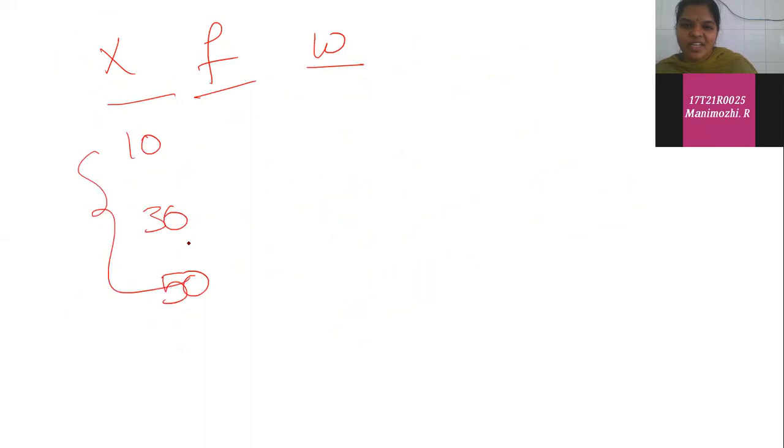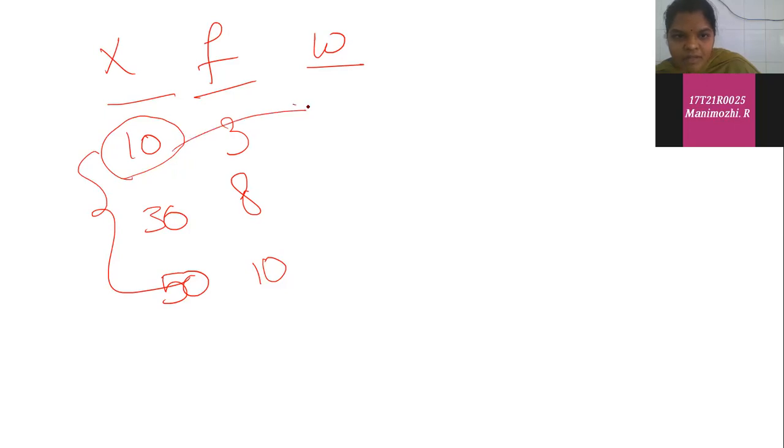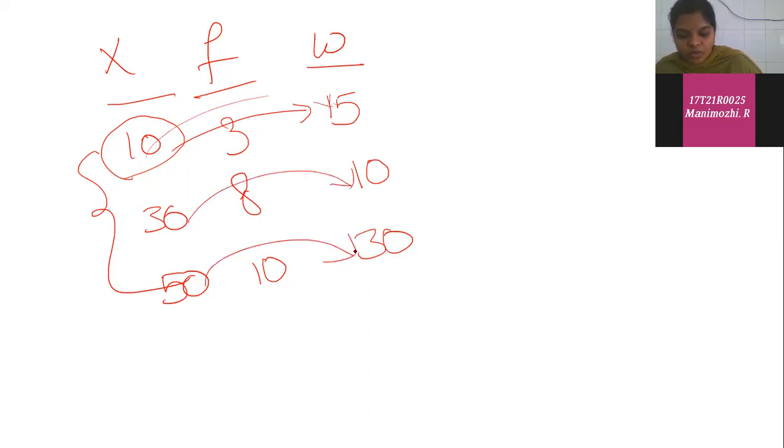Here I am taking only 3 numbers for easy understanding: 3, 8, 10. Suppose the variable values are 10, 30, 50, and the weights will be 15, 10, 30. So all these variables present under the X column give importance to their respective weights. See here, 10 is giving importance to 15, 30 is giving to 10, and 50 is giving to 30.